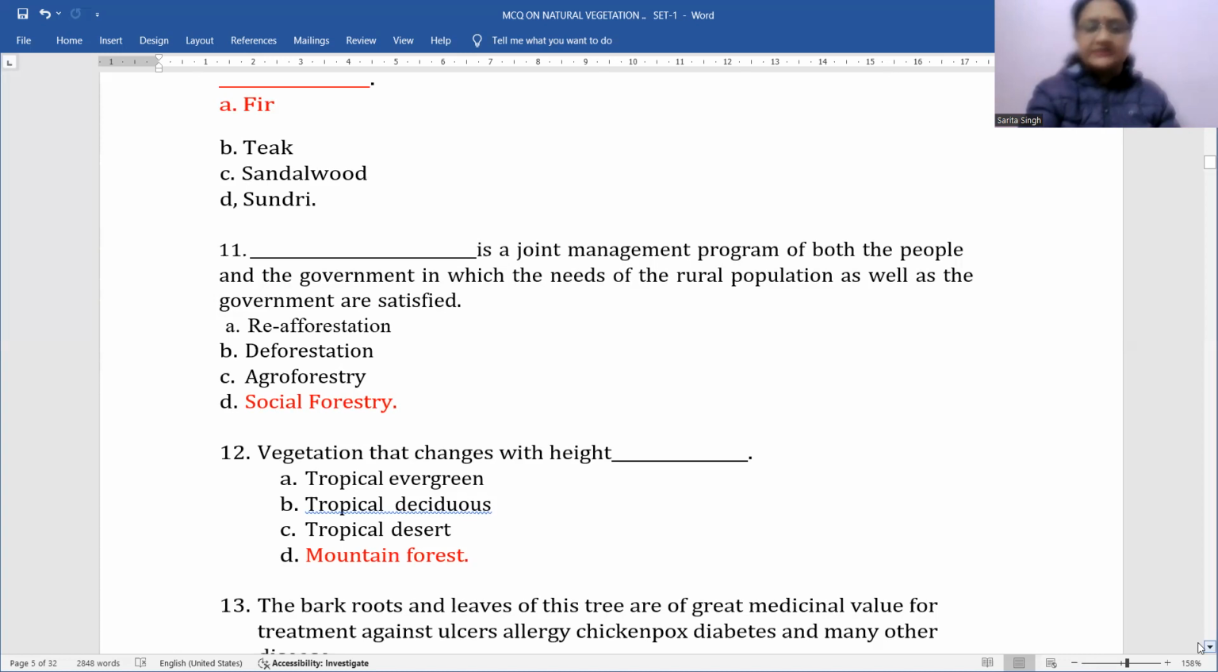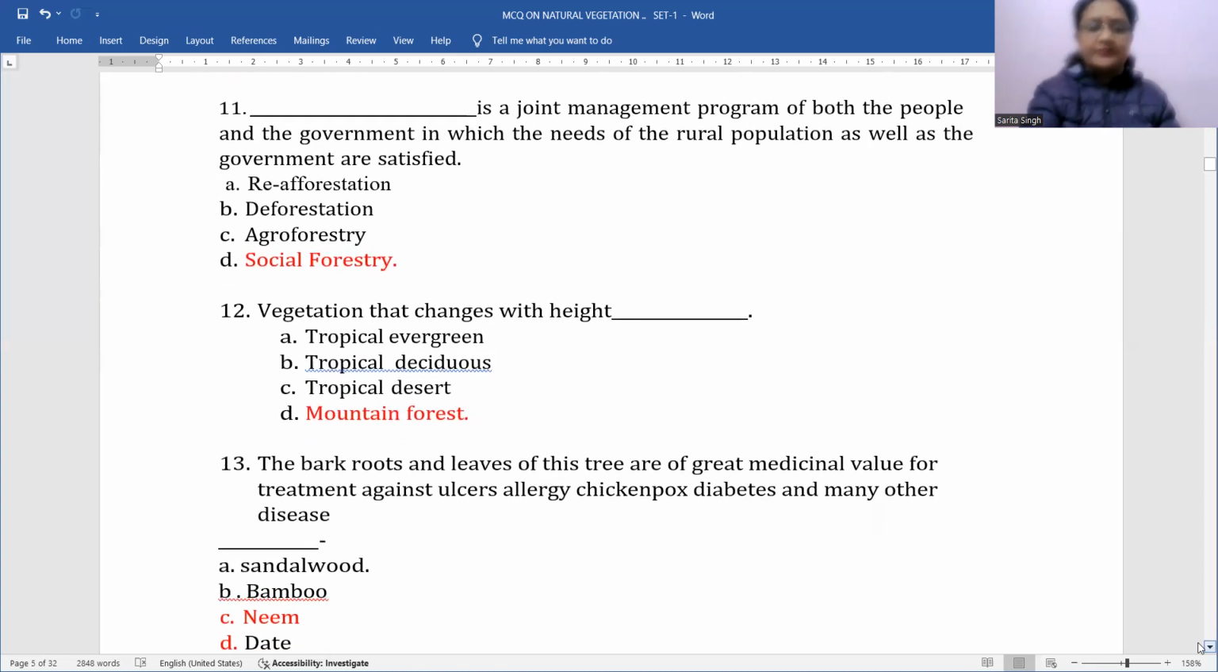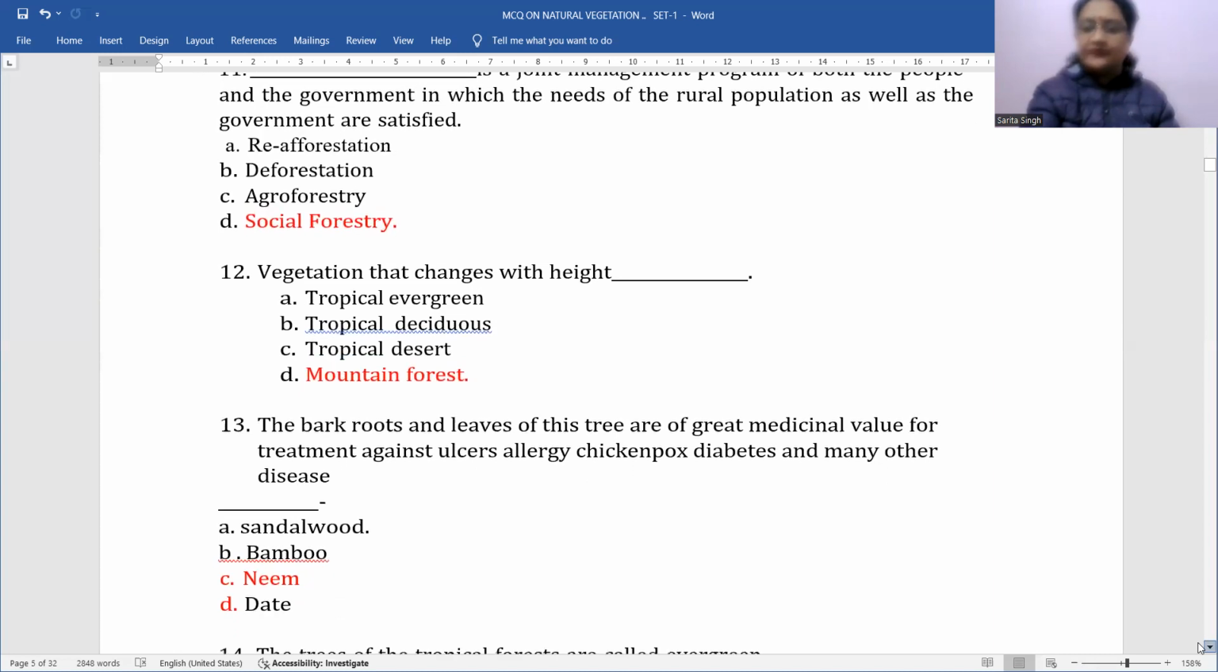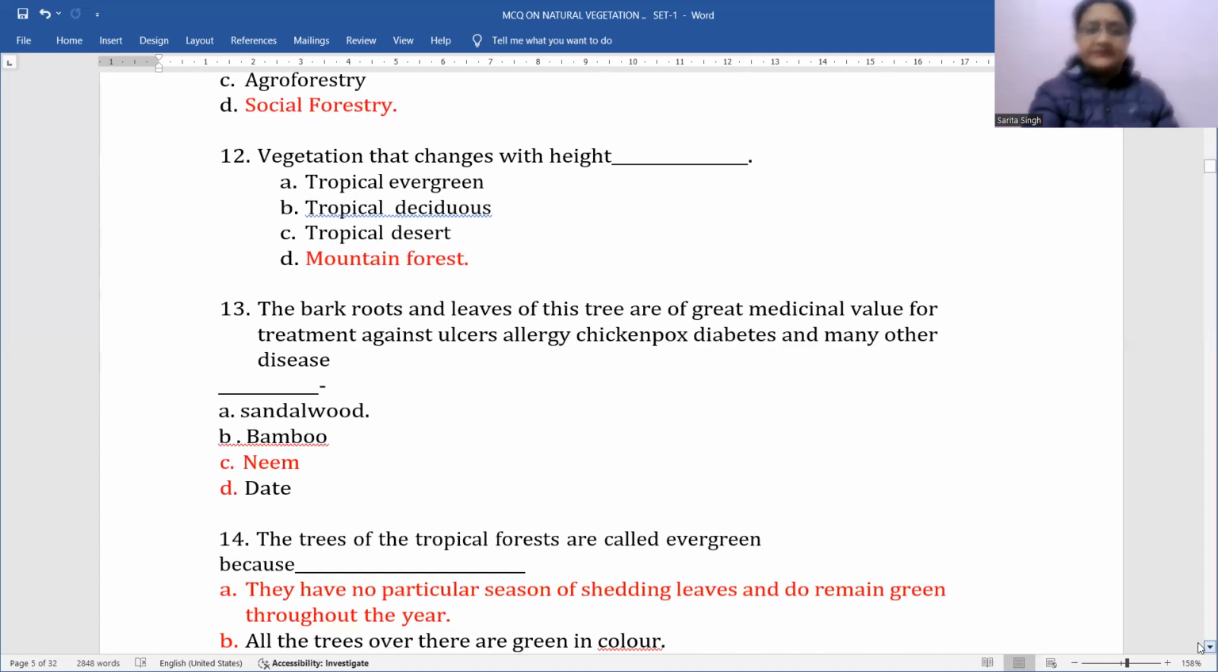And then next, vegetation that changes with height. Number 1 is tropical evergreen, tropical deciduous, tropical desert, and number 4 is mountain forest. With height it is changing, which means we are talking of the mountainous area, right? So the forest which is found in the mountainous area is mountain forest. Generally, it is also called by the name mountain. Okay, so this will be the correct answer.